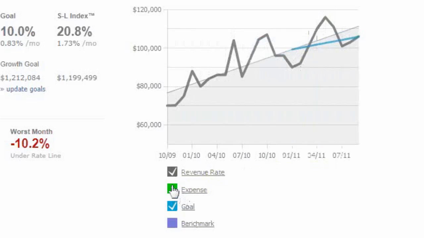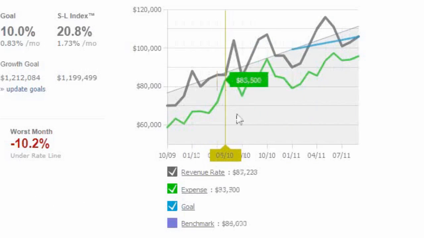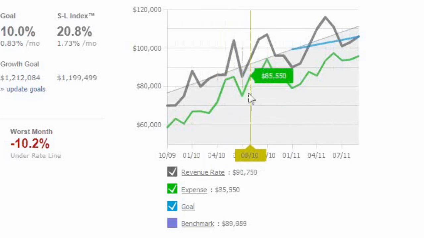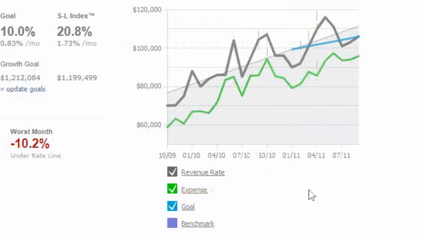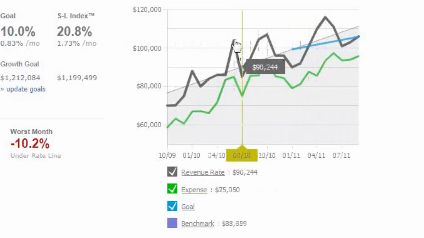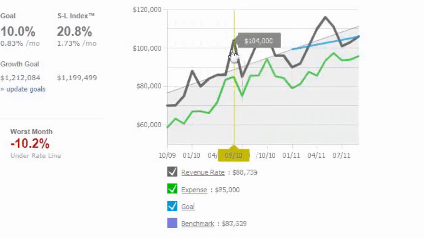I can also put in the expense numbers here. And in this case, I'm doing a reasonably good job, or my friend Max's bookkeeper is doing a reasonably good job of keeping expenses and profit in line on a monthly basis. If you find that these spikes are not in sync, maybe you've got a big spike in revenue here followed by a spike in expenses.